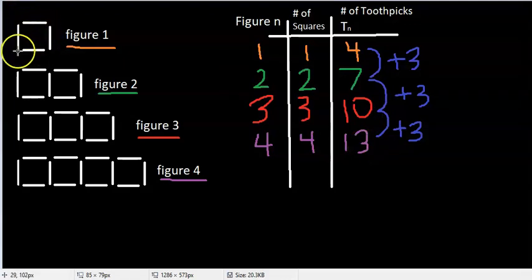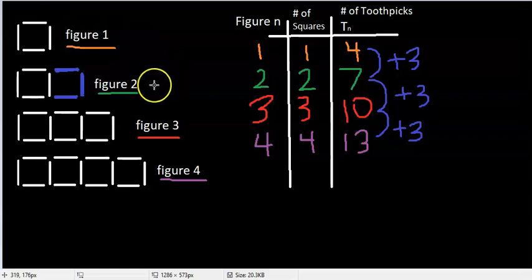So we start Figure 1 with 4 toothpicks. Our Figure 2 has those same 4 toothpicks, plus we add 3. We add 1 toothpick. We add a second toothpick. And we add a third toothpick. So to get from Figure 1 of 1 square to Figure 2 of 2 squares, we add 3 toothpicks. 1, 2, and 3.